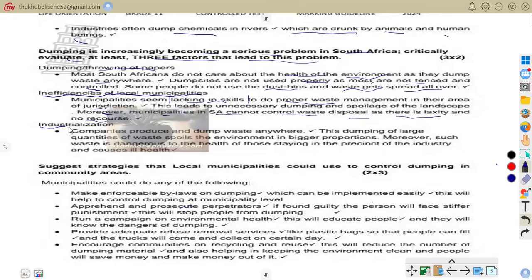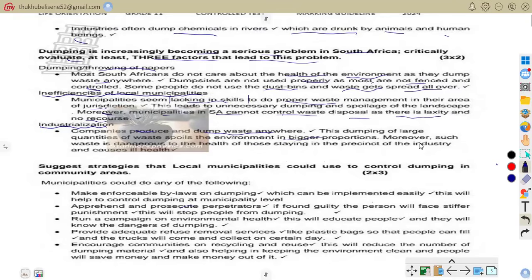Also, another factor can be industrialization. Industrialization can be one of the factors that lead to this problem. When we say industrialization, that is when companies produce and dump waste everywhere. This dumping of large quantities of waste spoils the environment on a bigger scale. Meaning to say, industries produce large amounts of waste and sometimes dump it irresponsibly.